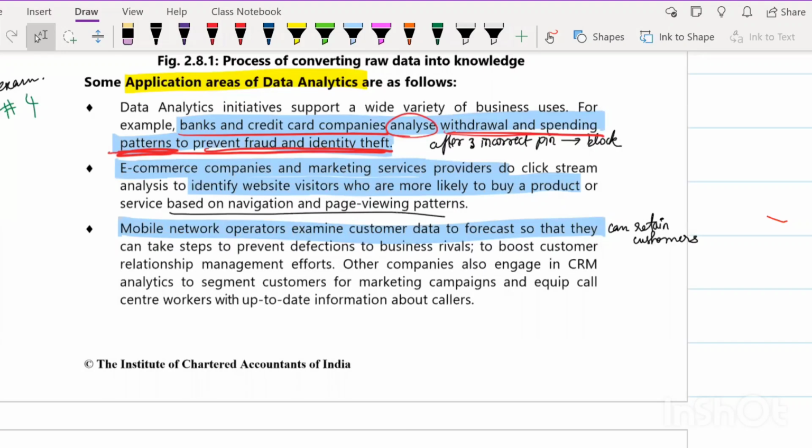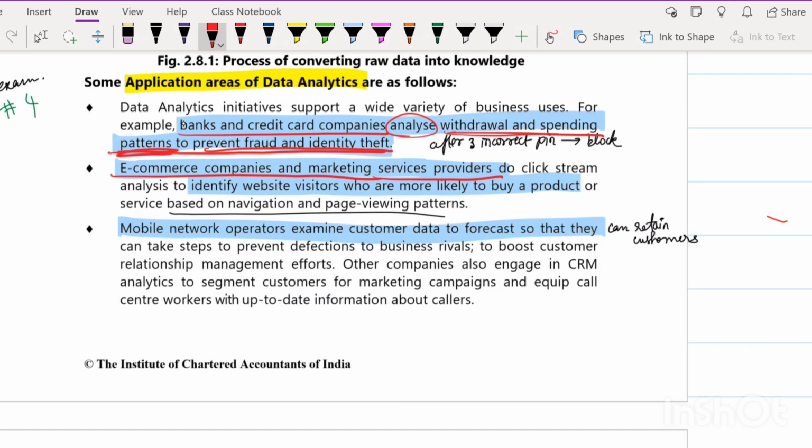Next, e-commerce companies and marketing service providers use data analytics. You would have already heard this example 100 times, where you go on Amazon and search for a product, and then you are using Instagram or some other website.